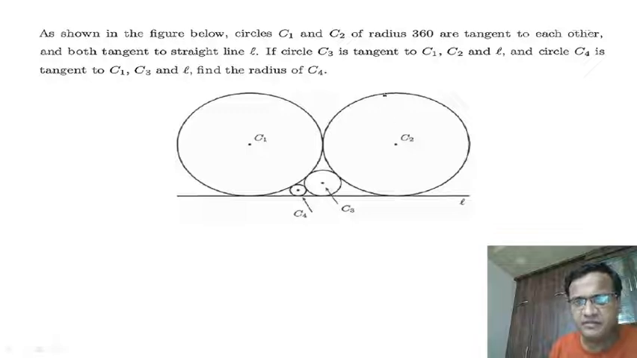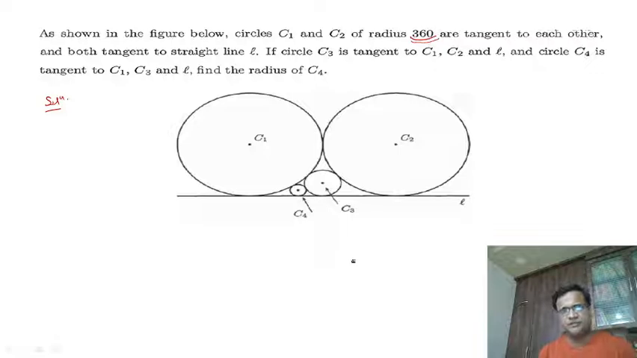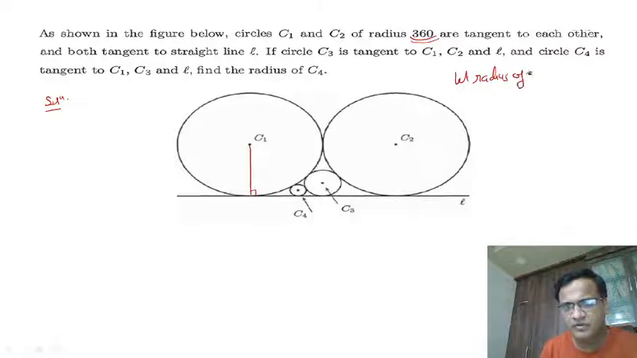We are given that the radius of circles C1 and C2 is 360. First, I want to find the length of the direct common tangent between the circles C1 and C3. The radius of the circle C1 is 360, which means this length is 360. Suppose the radius of circle C3 is capital R.